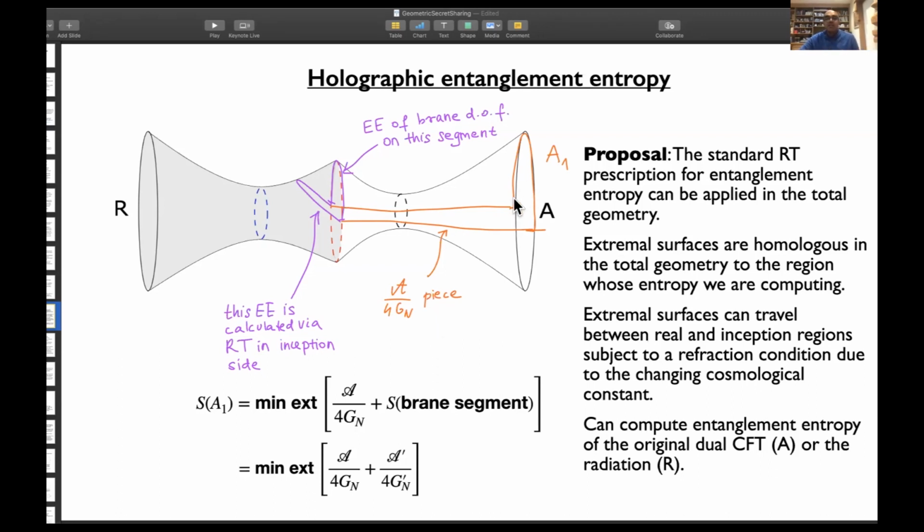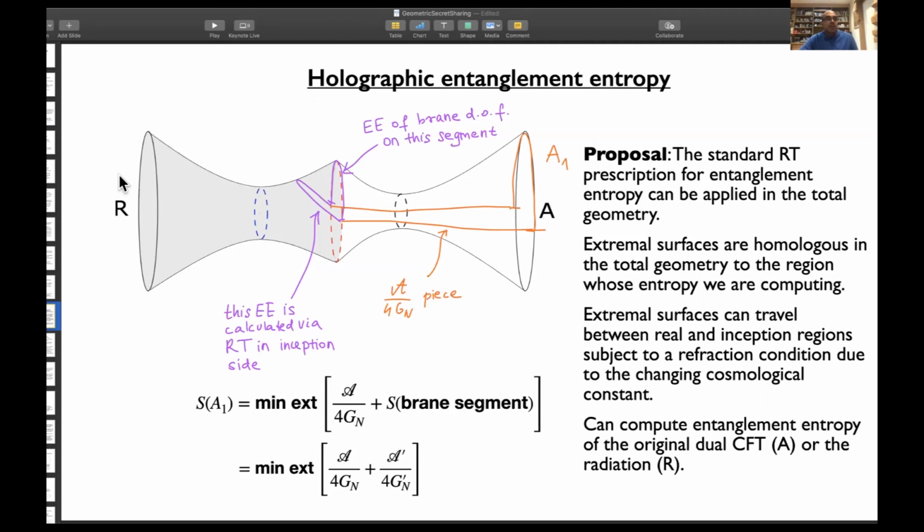So that is to say, there may be a minimal surface that's just restricted to the real side. There may be another minimal, extremal surface that penetrates into the inception side. You look at all of them and you find whichever one gives you the minimum value for A over 4G Newton, and that is the entanglement entropy. So that's the idea. And furthermore, given that this is the case, you could compute the entanglement entropy in the CFT dual to the original space, or you could compute entanglement entropy in the CFT dual to this inception space, right? So you could do either.